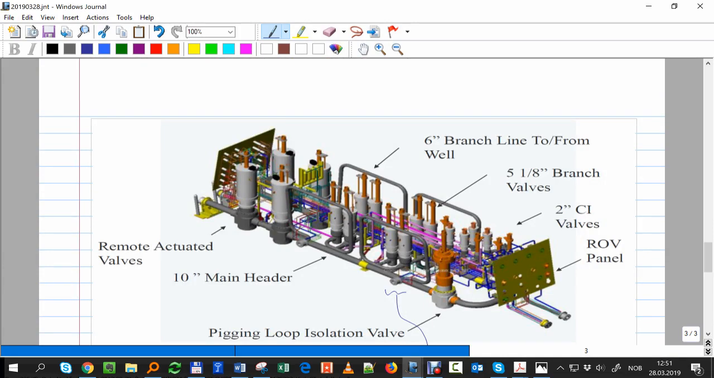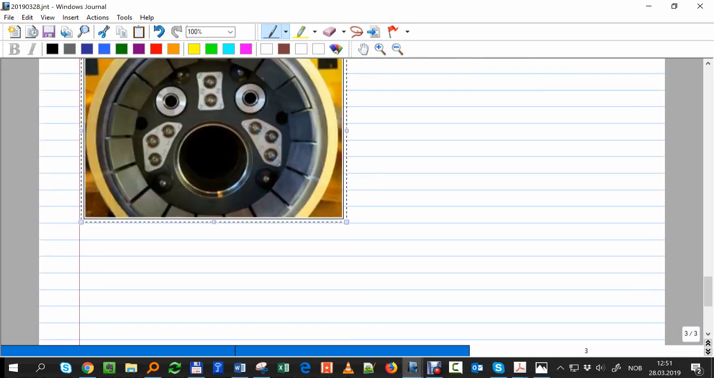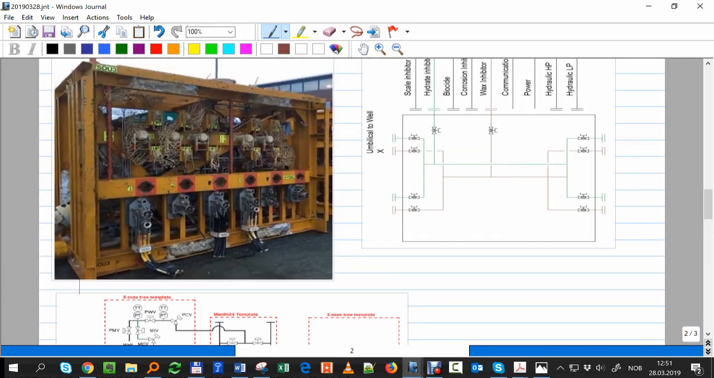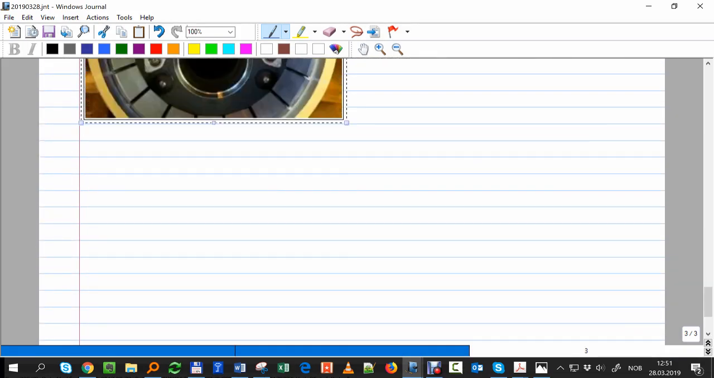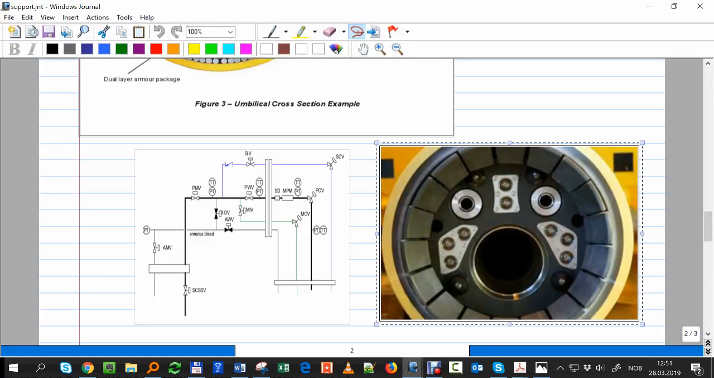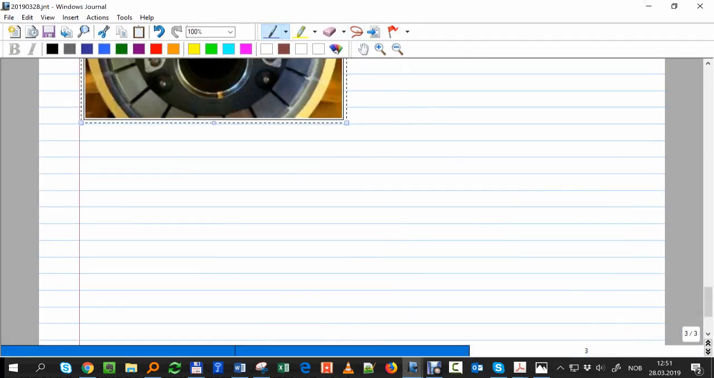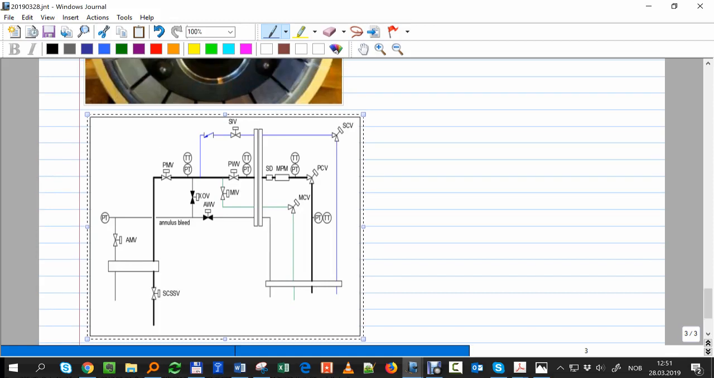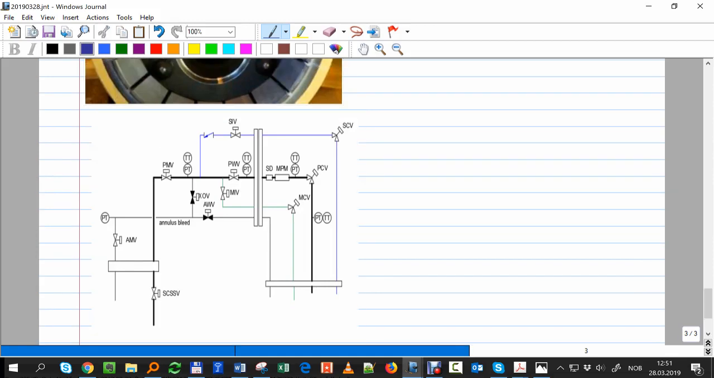You have the manifold and you have the valves and you have the lines going to each. And these, in this case, are to be activated by ROV. You send a robot that is able to open and close those valves. And the connector looks something like that, if we make the sketch. So here you have two interfaces. You have exactly the same that we had before. Production master valve. That indicates it's hydraulic activated, CCSSV.